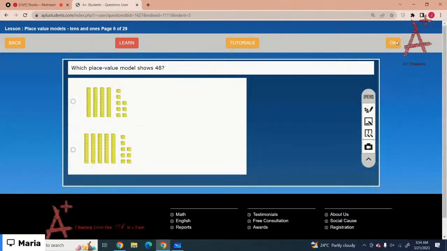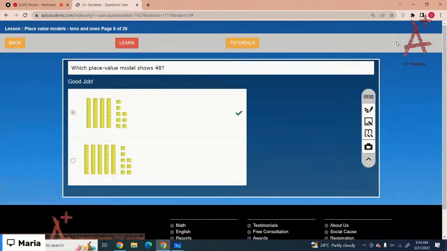Okay, which place value model shows 48? Option 1 or option 2? Which option is the correct one? Yes, option number 1 is the correct option because it makes 48. You can count these, they are 1, 2, 3, 4. So the first one makes 48. Got it? So just select the correct option and click on the OK button.